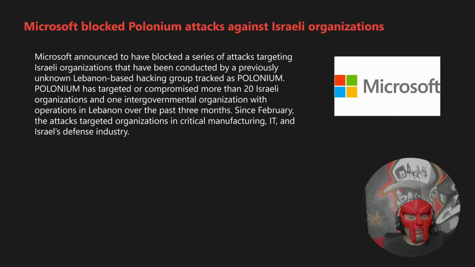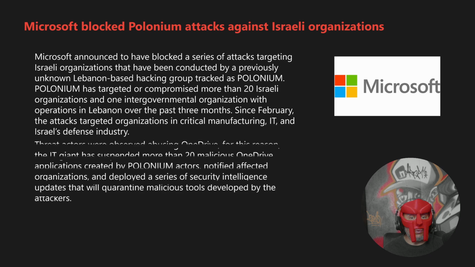Microsoft announced it has blocked a series of attacks targeting Israeli organizations that had been conducted by a previously unknown Lebanon-based hacking group tracked as Polonium. Polonium has targeted or compromised more than 20 Israeli organizations and one intergovernmental organization with operations in Lebanon over the past 3 months. Since February, the attacks targeted organizations in critical manufacturing, IT, and Israel's defense industry.